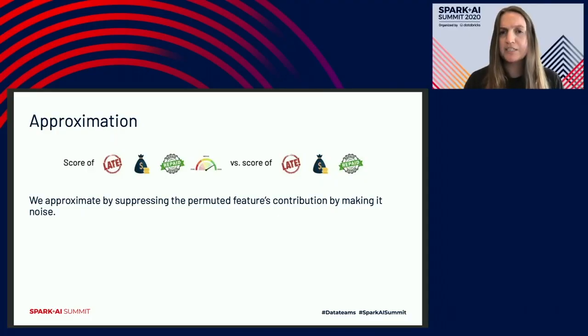So what we're going to do is we are going to approximate by suppressing the permuted features contributions by making them noise. So what I like to think about here is compare it to like if you're creating a PDP plot. So you would hold some values constant while changing others to see how the output changes. So Sheng will go into more detail about this during the implementation section.